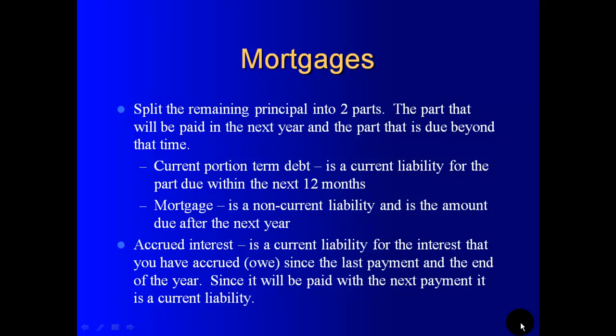Accrued interest is a current liability, and it's the interest that you've accrued, that you owe, since you made the last payment and when you prepare the balance sheet at the end of the year. Since it will be paid during the next payment, it's a current liability. So we're going to pay it within the next 12 months, so it's current.